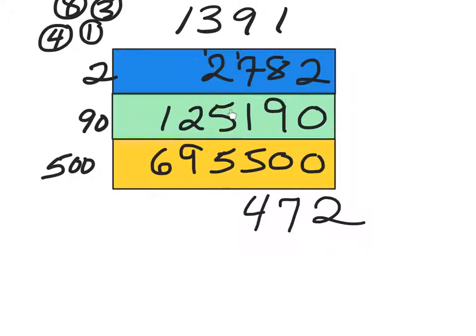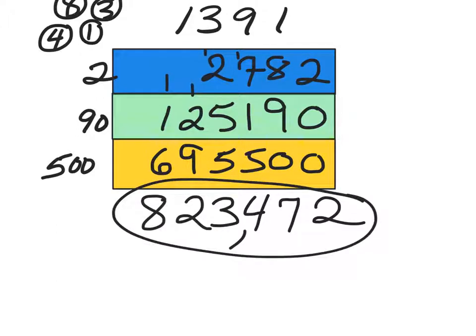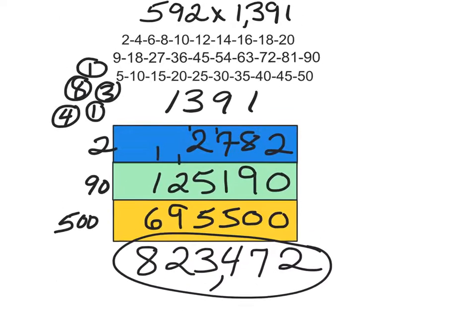5 and 5 is 10, plus the 3 here is going to give you 13, right? So drop that 3, carry that 1. And right here I got 1 plus 9 is 10, plus that 2 is going to give you 12. Drop that 2, carry that 1. And now I've got 6 plus 2. That's going to give you 8. And bam! Right there you have it, my friends. Your answer is 823,472. Bam! Got to love that.